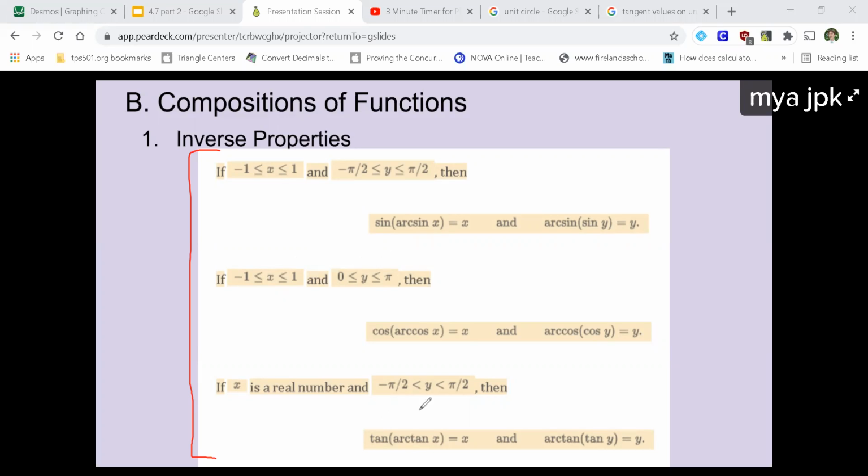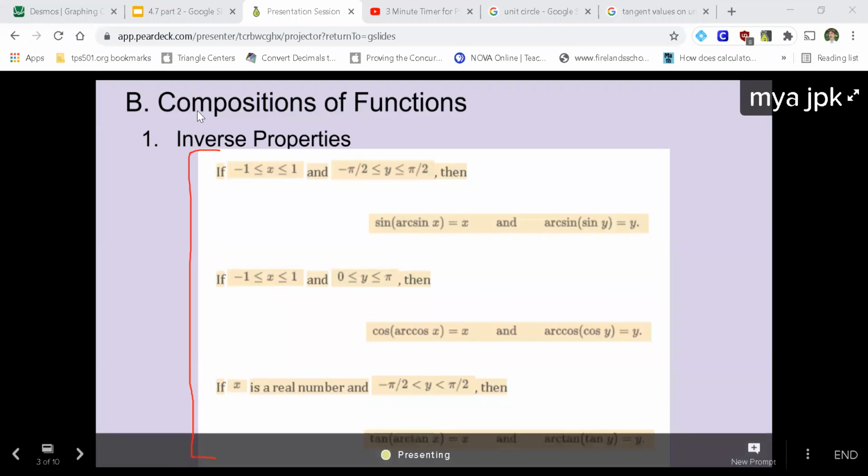Tangent and arctan only cancel out if it... The nice thing about tangent is, remember, the domain is all real numbers, so you don't really have to worry about that. But the range is the numbers between negative pi over 2 and pi over 2, again not including the endpoints. So I'll give you a minute or two to write this down, and then I'll do some examples.